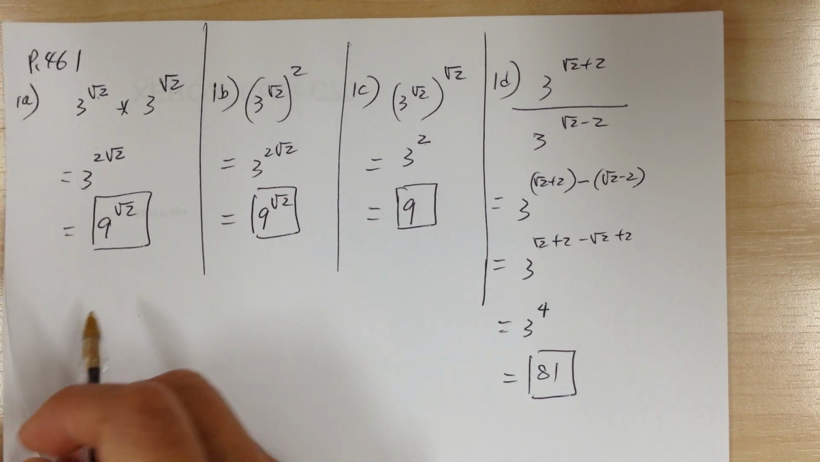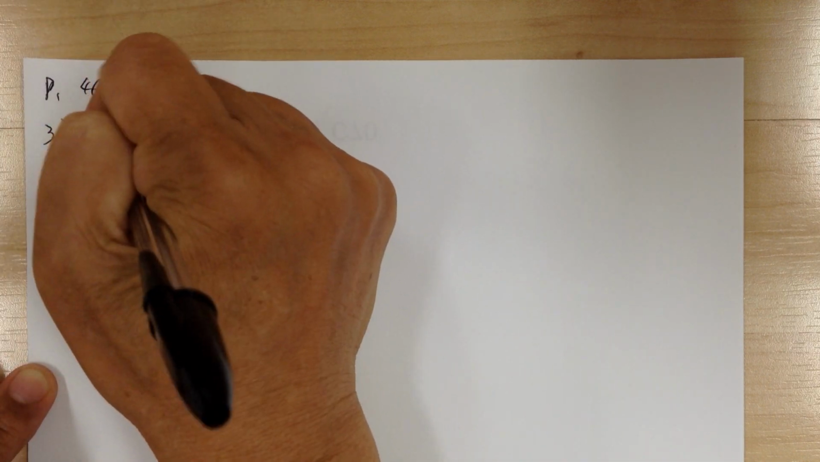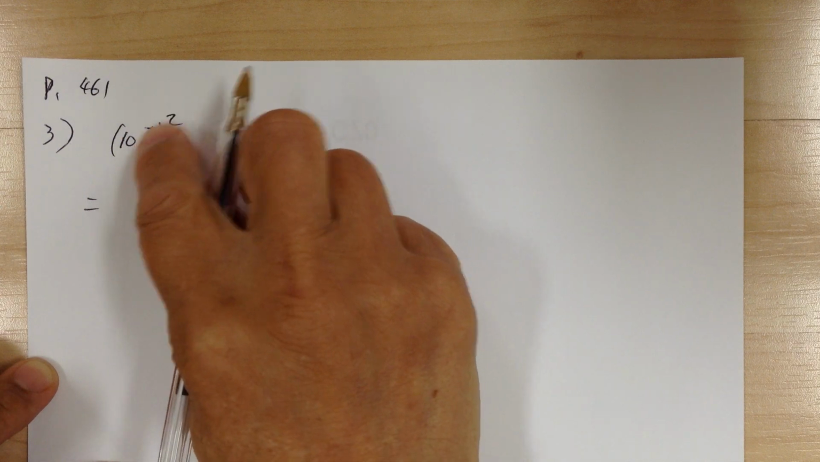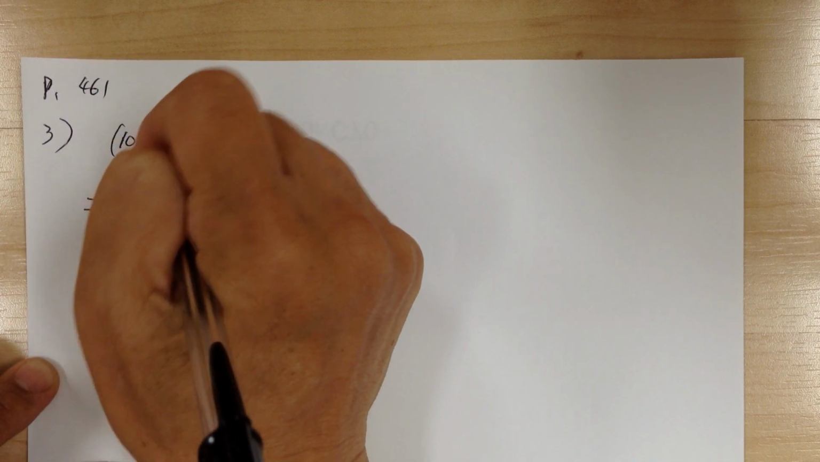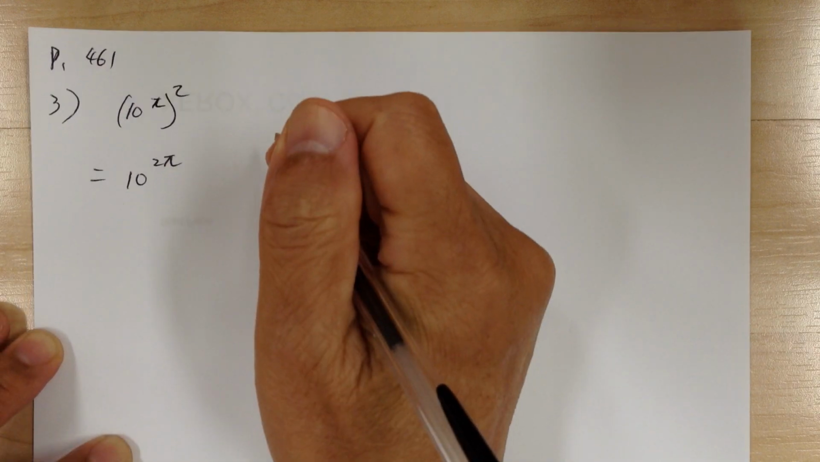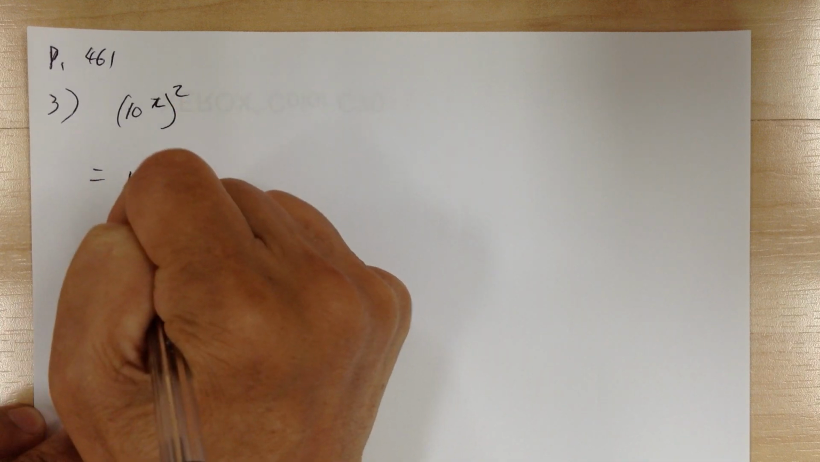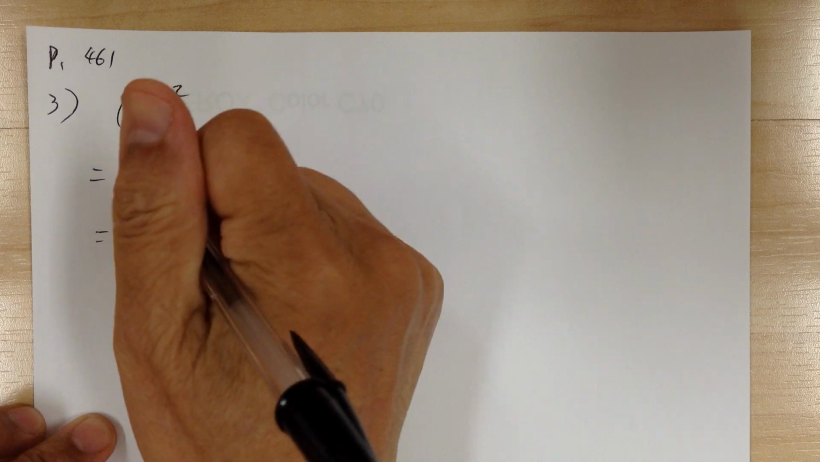Okay, let's go to number 3. So you got 10 to the pi, squared. Exponent of exponent, you multiply, you apply the power rule. So this becomes 10 to the 2 pi. And then you can simplify the number part. So 10 squared is equal to 100. So you can make it into 100 to the pi. Either answer is fine.